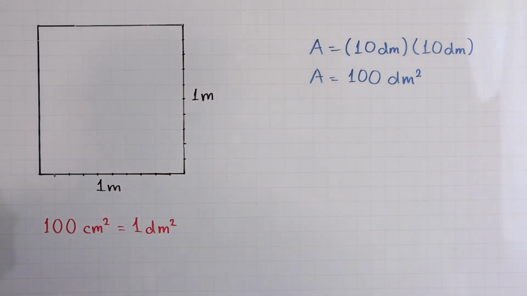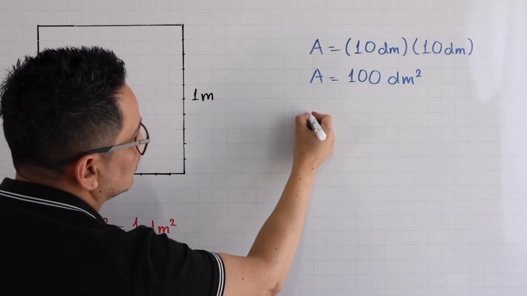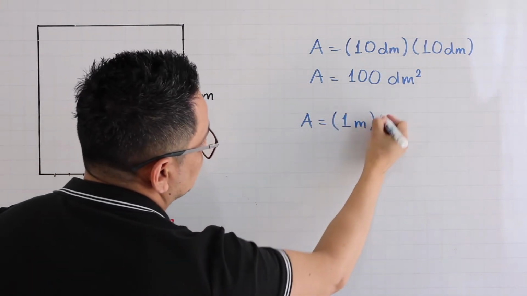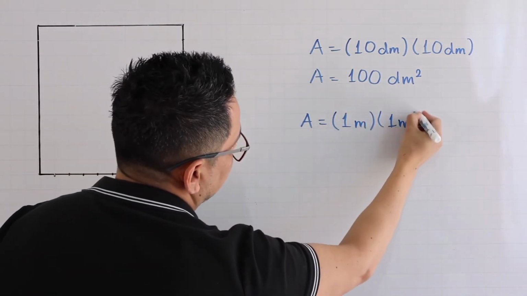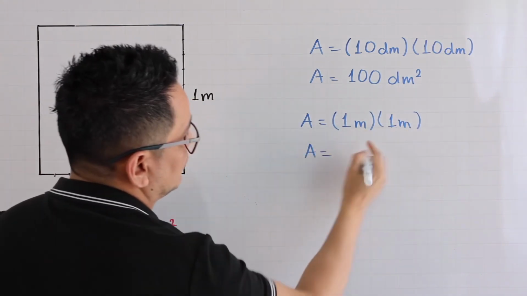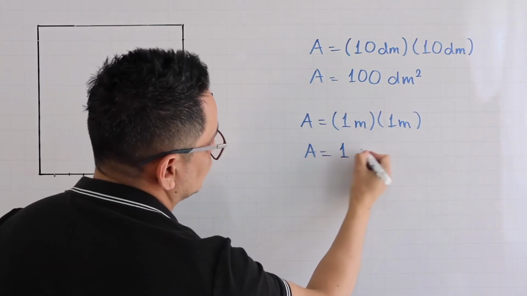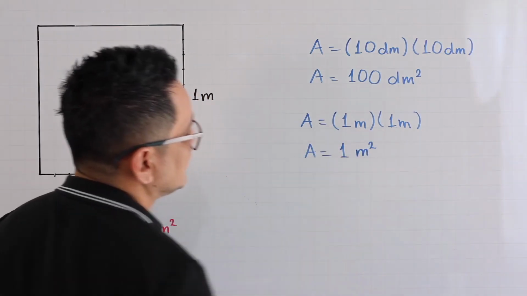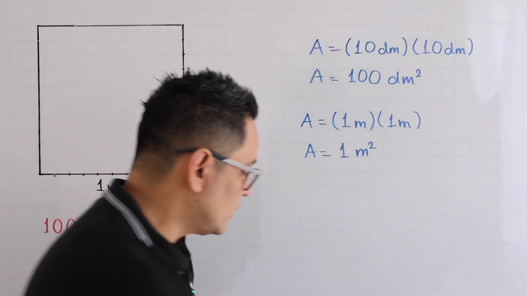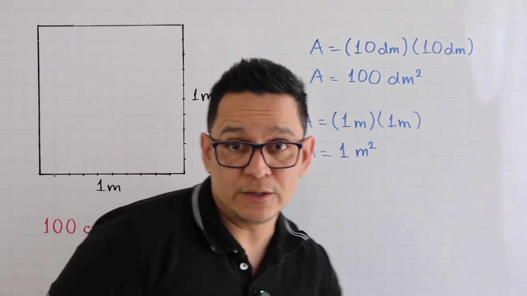Now, let's calculate the area, but this time with the new units we have. In this case, the area would have to be 1 meter by 1 meter. So, again, base times height, right? 1 times 1 equals 1, and meter times meter equals square meter. I want you to see what we're getting to. We're getting to something very similar to what we just did, right?